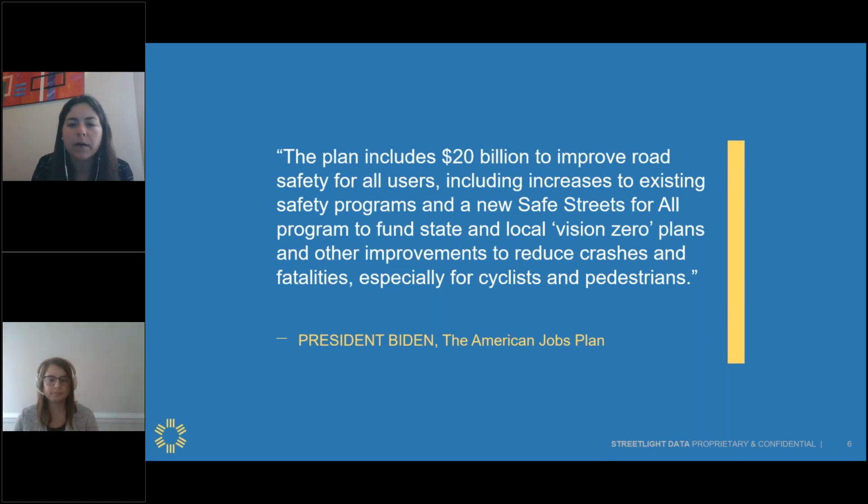As we all know, President Biden recently announced the American Job Plan, which includes $115 billion for modernizing roads, and out of that, $20 billion to improve road safety for all users, including increases to existing safety programs and a new Safe Streets for All program to fund state and local Vision Zero plans and other improvements to reduce crashes and fatalities, especially for cyclists and pedestrians.